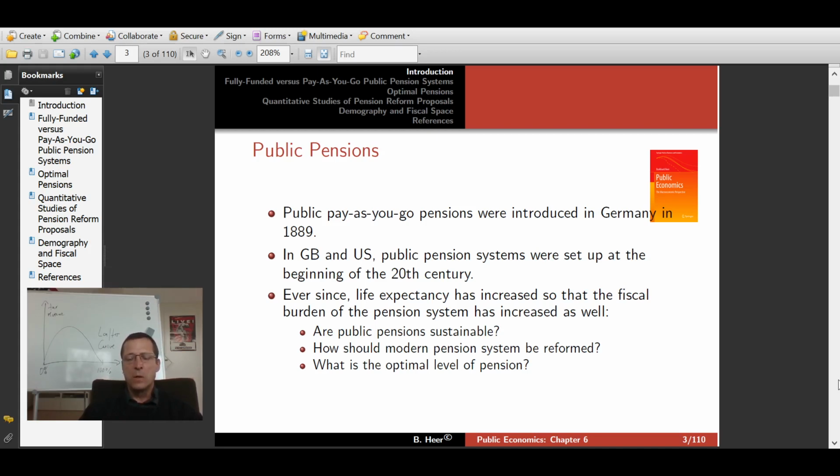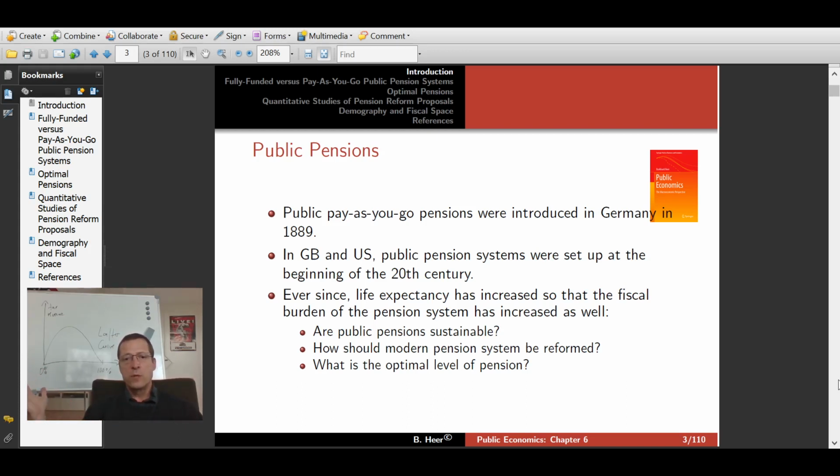And all these public pension systems were constructed pay-as-you-go, so current workers contribute to the system and pay the retirees, and when workers get old, they will again receive a pension paid for by the young people. So basically by the next generation. Now this, of course, is very nice to introduce.